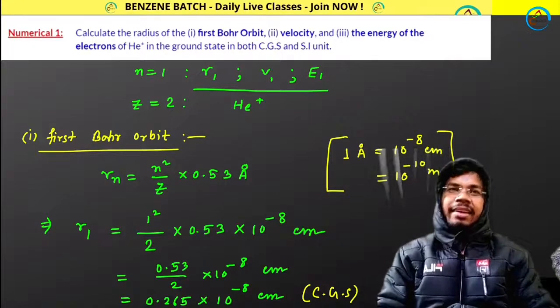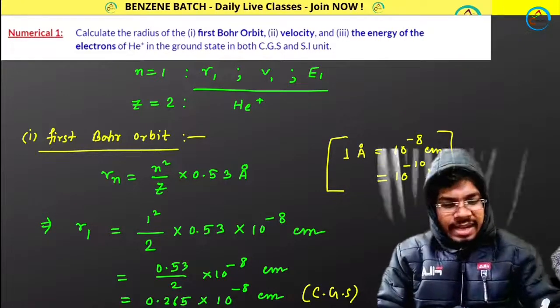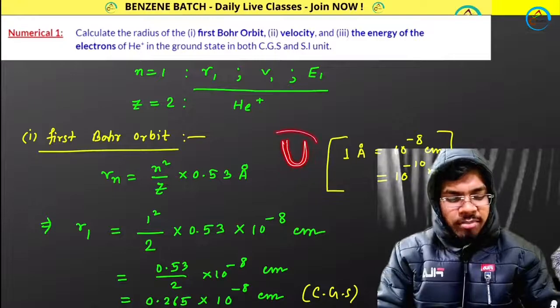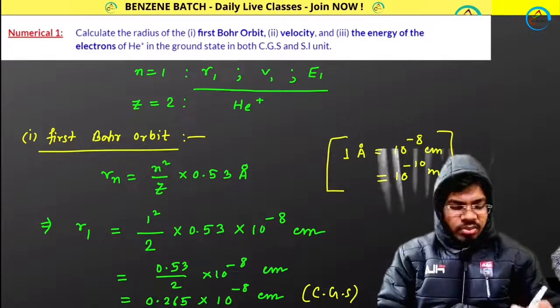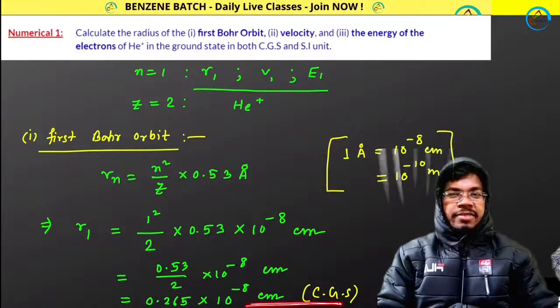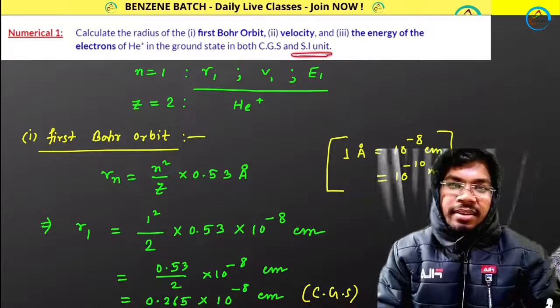It's quite easy, right? Please tell me, did you understand this? If you understood this, write U in the comment box. And once we get the value in CGS unit, it's very easy to get the value in SI unit. How can I do that?